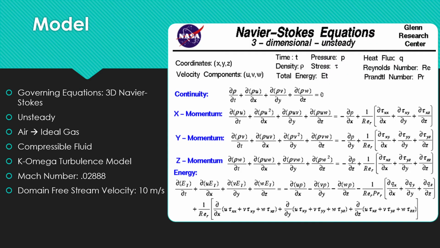The model for the simulation was chosen similarly to the previous one, with the only key differences being an implicit unsteady solution over time and a turbulence model being chosen instead of inviscid. A k-omega turbulence model was chosen to best model flow in this simulation. A Mach number of 0.02888 was calculated given the free stream velocity of 10 meters per second through air at sea level.